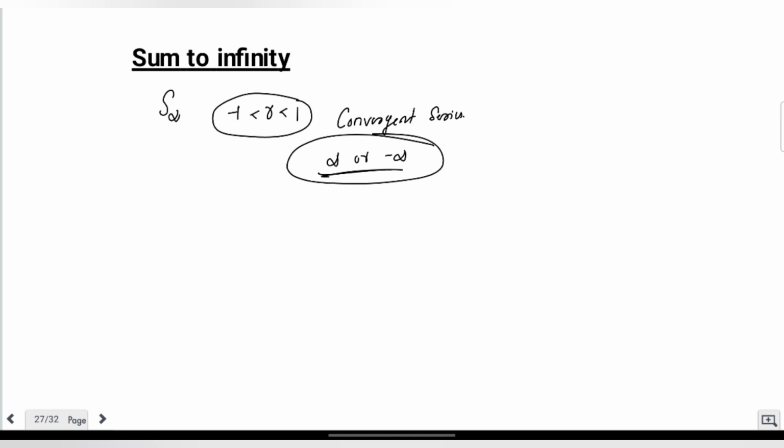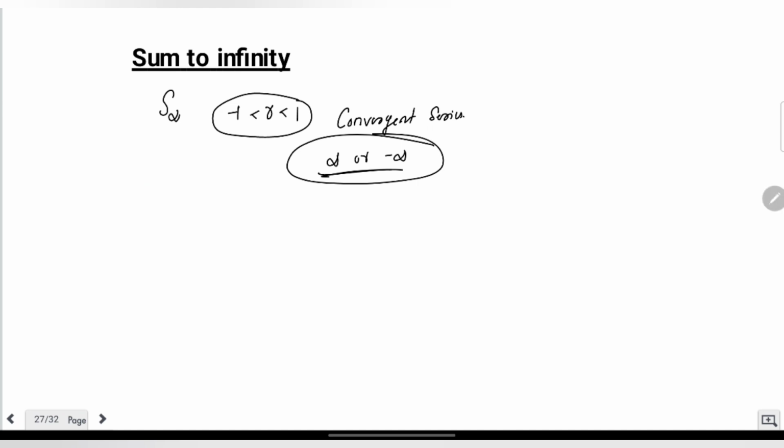Don't expect a minus infinity or plus infinity, even though you are adding infinite number of terms. You will get a real number. Why is it so? Because after a particular number of terms, the rest of the terms are almost equal to 0. So when you add them, you are adding only zeros, so it's not going to have any impact on the answer. Is it clear? All right, I will show you an example.